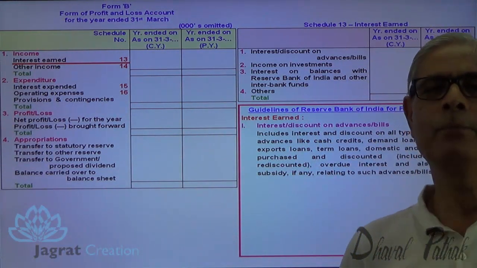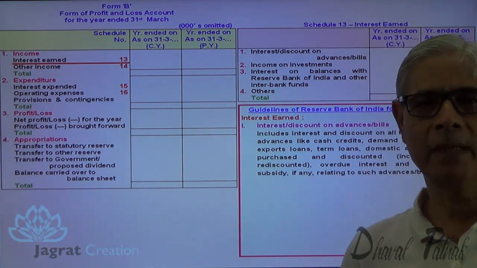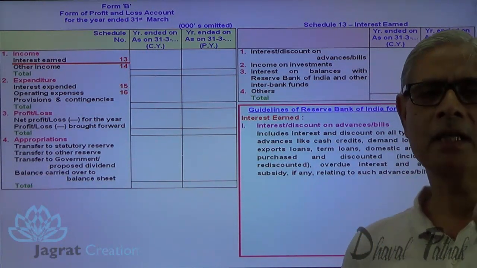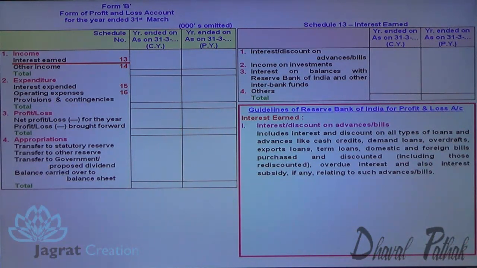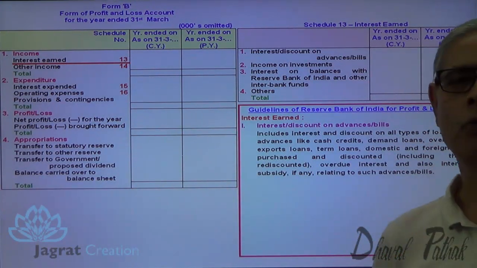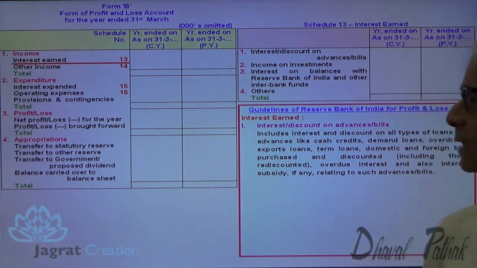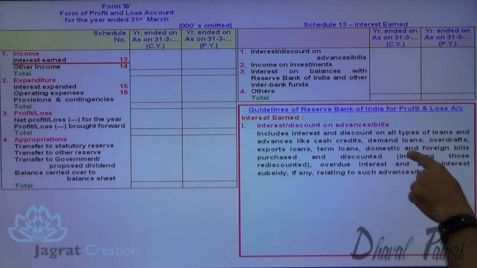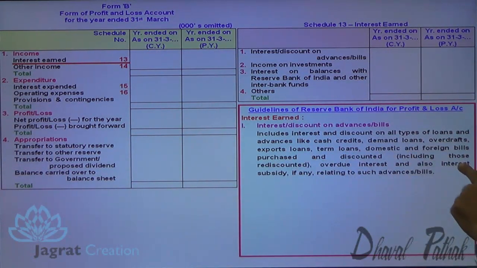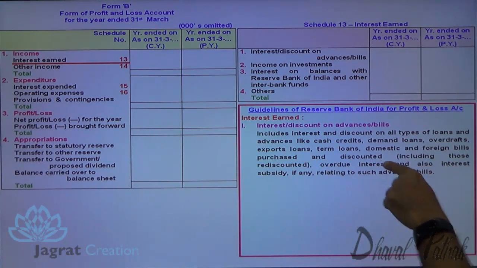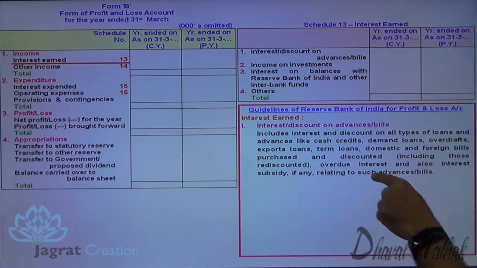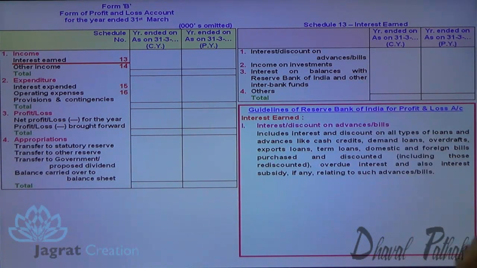Cash credit is one mode by which a bank advances money to the business class. Demand loans. Demand loans are given either for project financing. Overdrafts. Overdrafts are given by the bank for short-term and working capital requirements of the business class. Export loans, term loans, domestic and foreign bills purchased and discounted, including those rediscounted, overdue interest and also interest subsidy, if any, relating to such advances. Now see, these are the various interests.